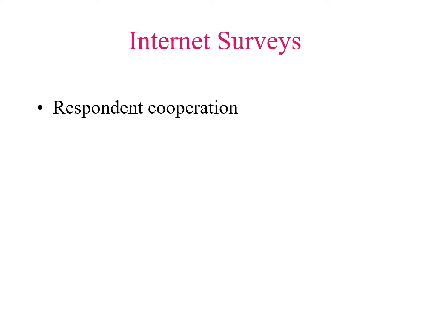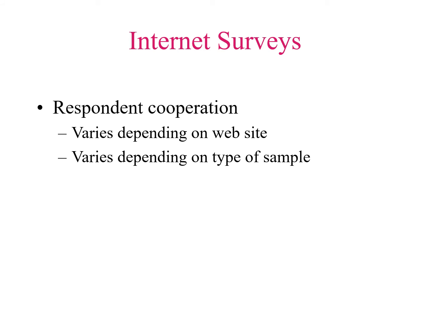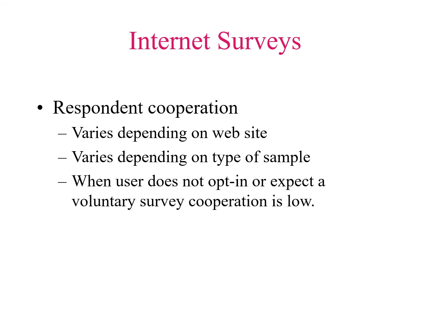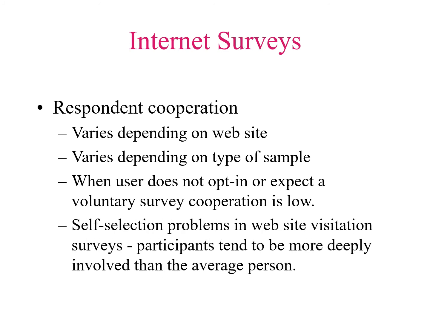In Internet surveys, respondent cooperation is high, but varies depending on the website and on the type of sample that the researcher is using. So when users do not opt in or expect a voluntary survey, cooperation is low. So there is a self-selection problem in website visitation surveys. Participants tend to be more deeply involved than the average person.